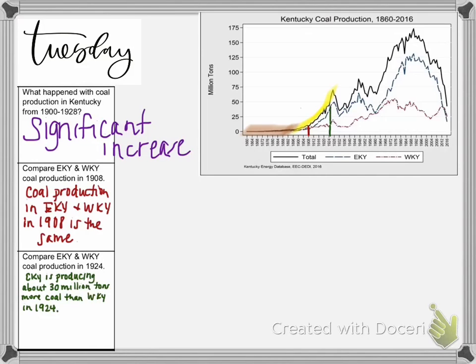Or you could have said something about there's a significant difference, but what I want you to do is to kind of look at how there was a difference between Eastern Kentucky and Western Kentucky, and how in 1908 you didn't see any difference, and then in 1924, not that many years later, you're seeing a significant increase in Eastern Kentucky as opposed to Western Kentucky. So that's basically what I want you to get with that.